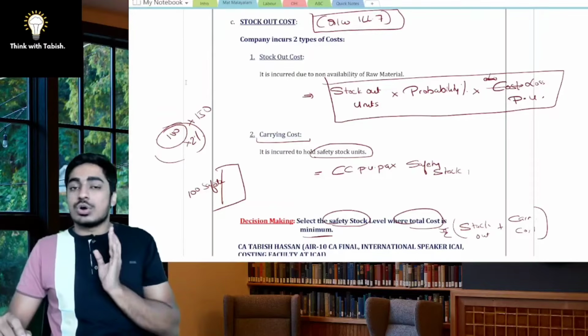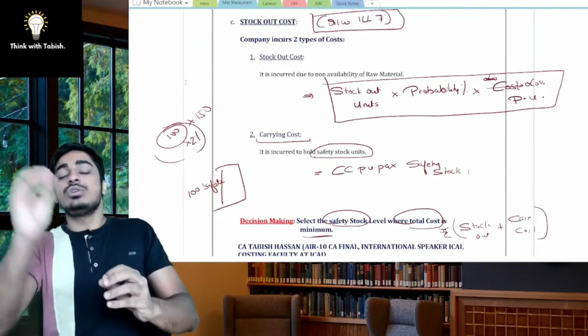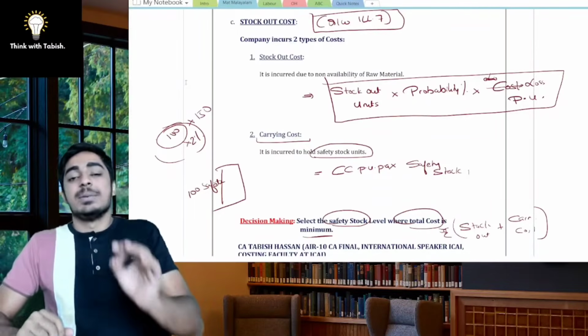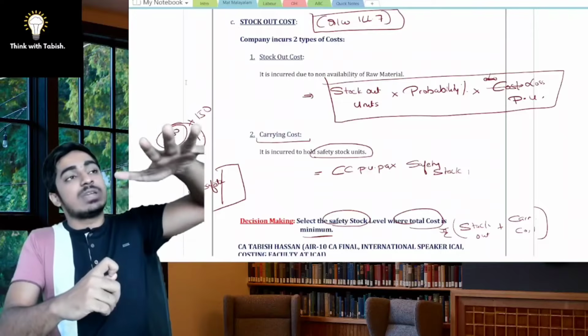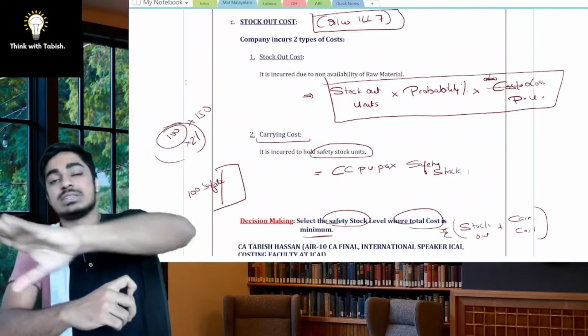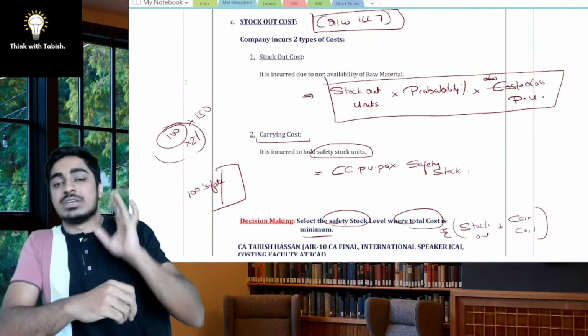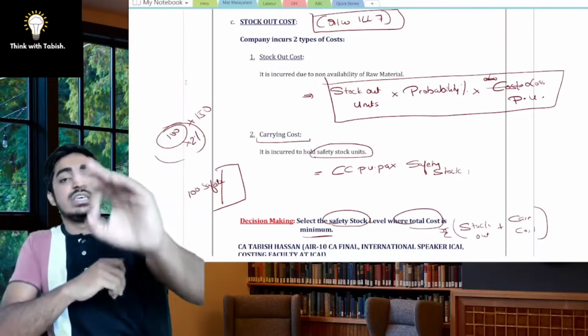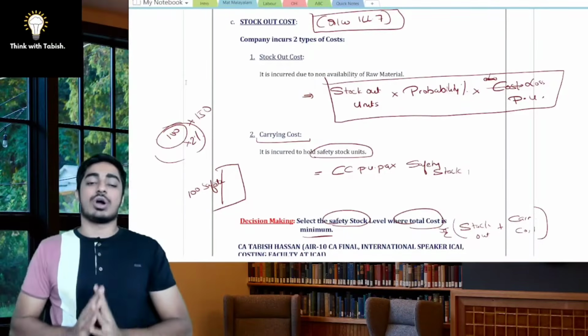How do we get stock out cost? It is stock out units, how many units we are losing, into loss per unit. But in the question, they will give, there is a probability that customer will come and ask for 100 units. It is 2%. Customer will come and ask for 50 units. The probability is 5%. So it is stock out units into probability percentage into loss per unit. It will give us the stock out cost.